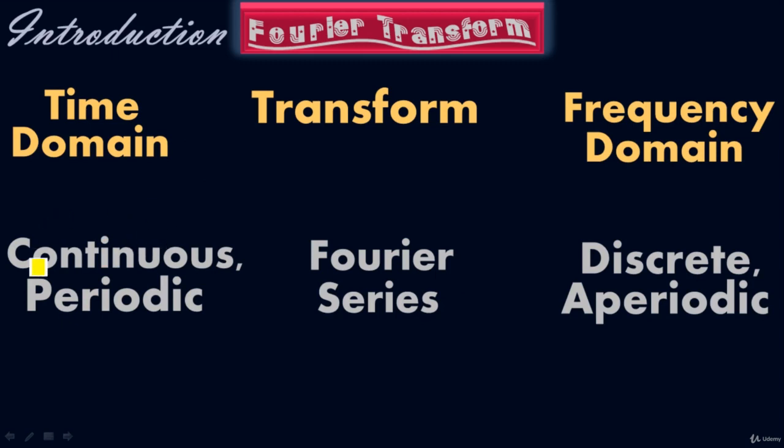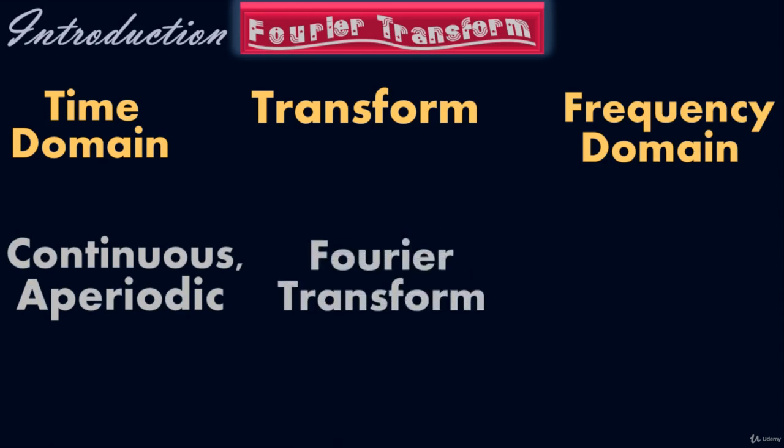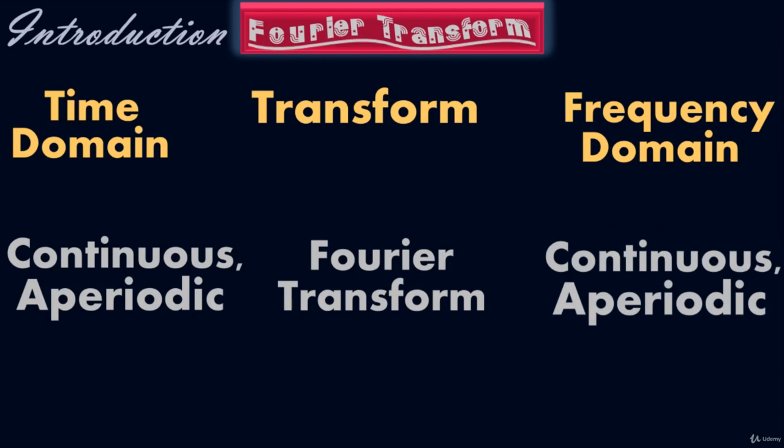Now when we change this signal from time domain into frequency domain, what do we get? We get it in discrete form and in aperiodic form. Look, by using Fourier series, the frequency domain is the other way around of the time domain. In time domain, the source signal was continuous and periodic, but after transformation by using Fourier series, we get the signal in discrete form and also in non-periodic form in frequency domain. But what if the source signal is continuous and aperiodic, which means non-periodic? We use Fourier transform to get a continuous and aperiodic signal in frequency domain.